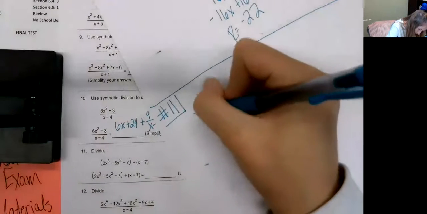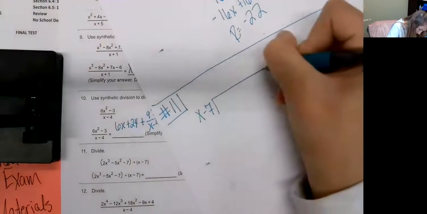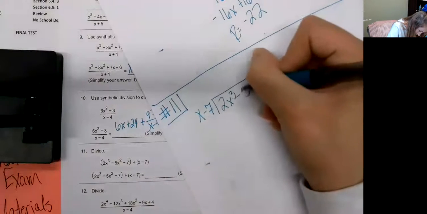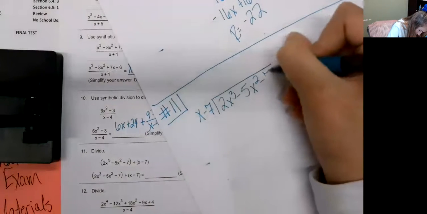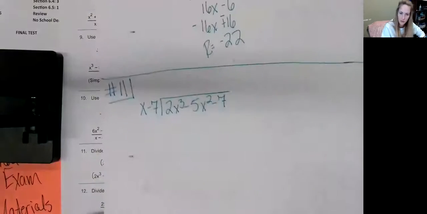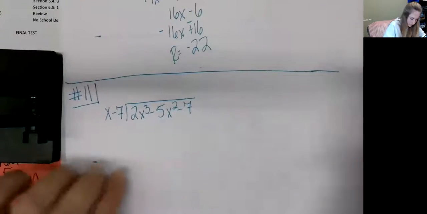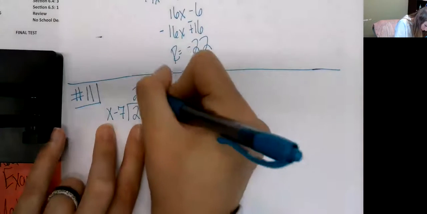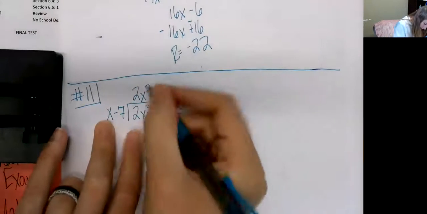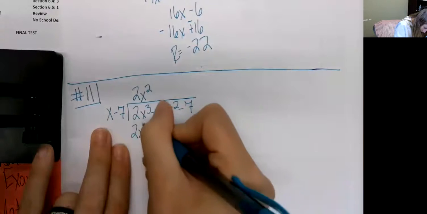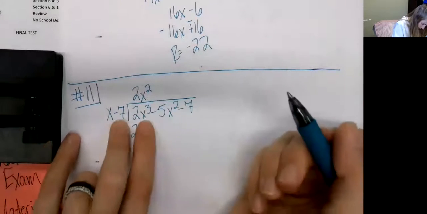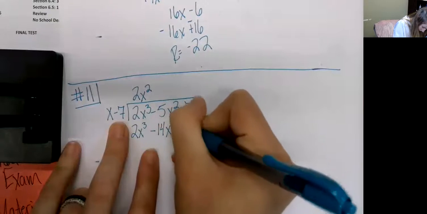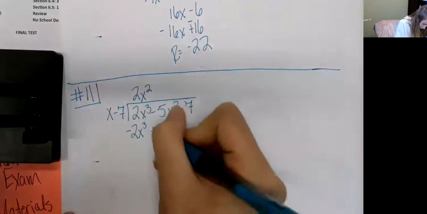We're going to have x subtract 7, and then we have 2x cubed subtract 5x squared subtract 7. Okay. So x needs to look like 2x cubed, so we're going to multiply by 2x squared. So I'll have 2x cubed here. Then 2x squared times a negative 7 would be subtract 14x squared. Change our signs.